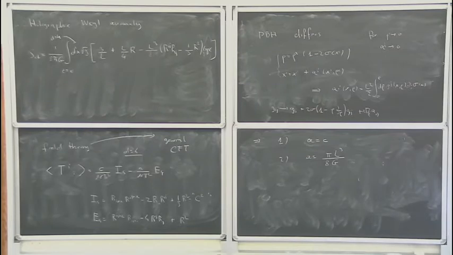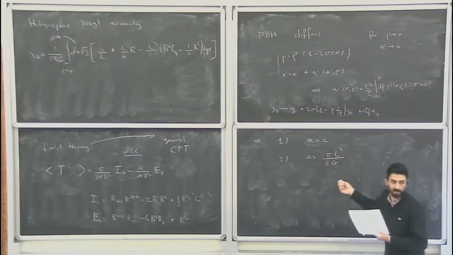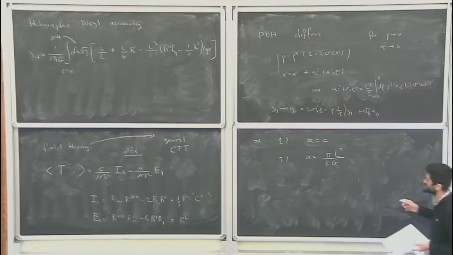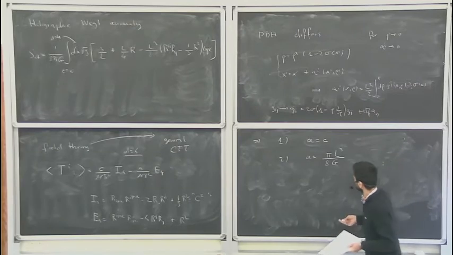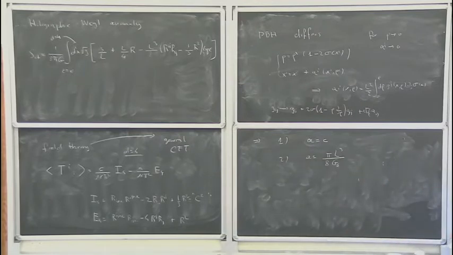So if we want to say a bit more about what is the value of this anomaly for some particular theory, for example, for N=4 super Yang-Mills, which has been the main focus for most of these lectures, then we need to specify what G is. And here, let me add a subscript to remind ourselves that this is the Newton constant in 5 dimensions.